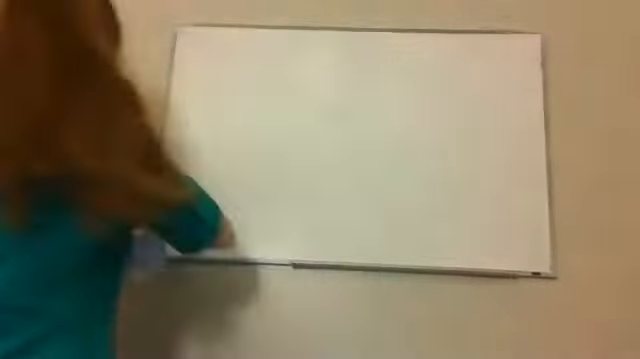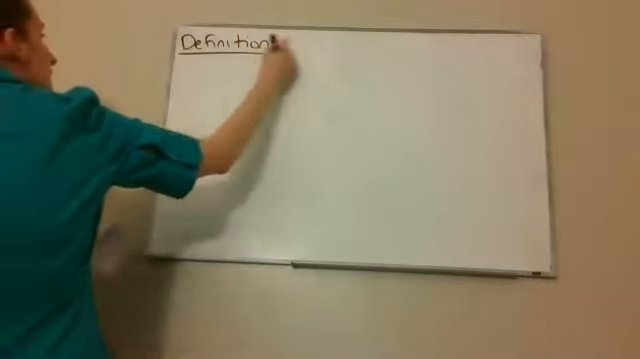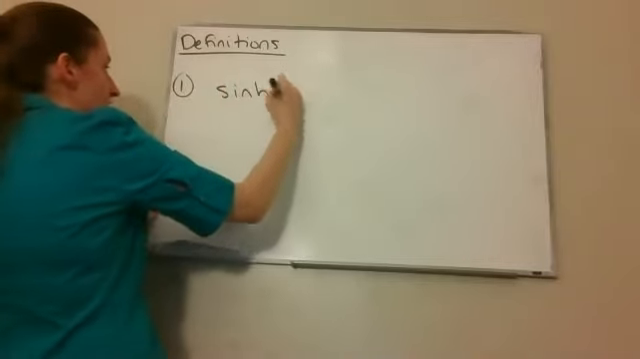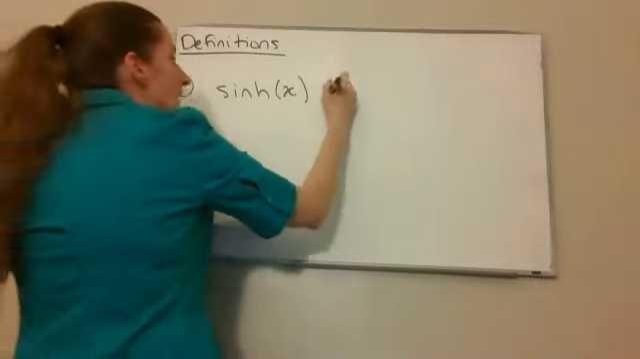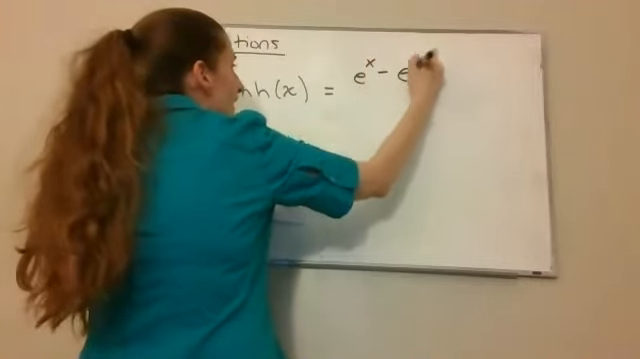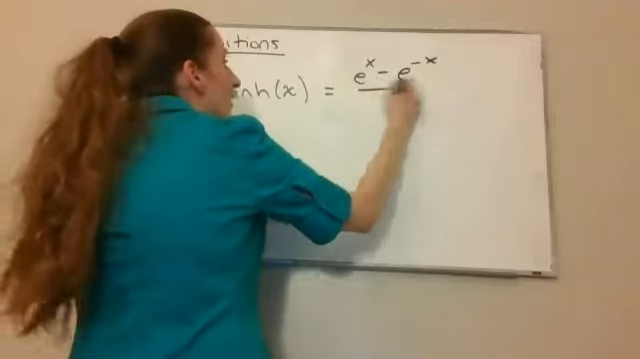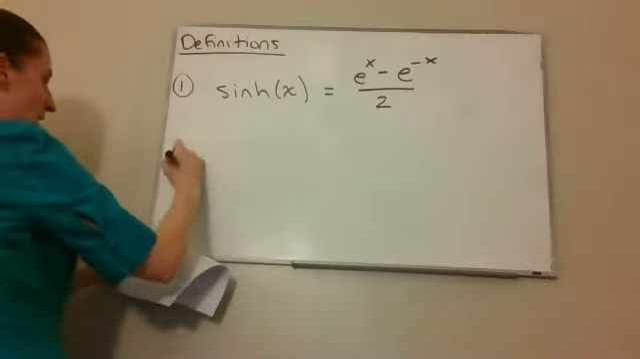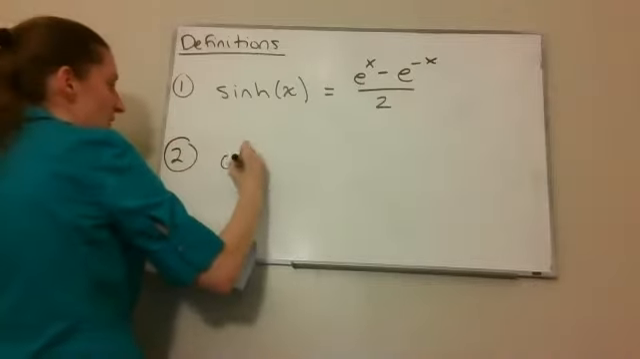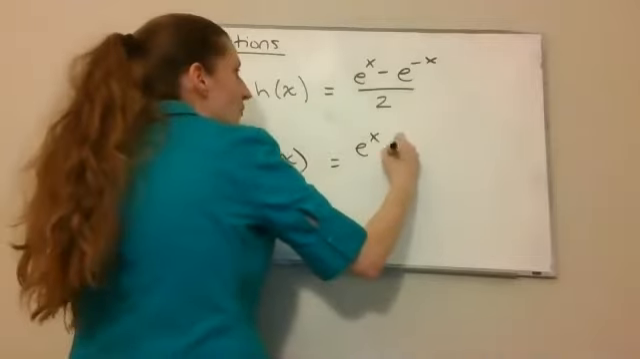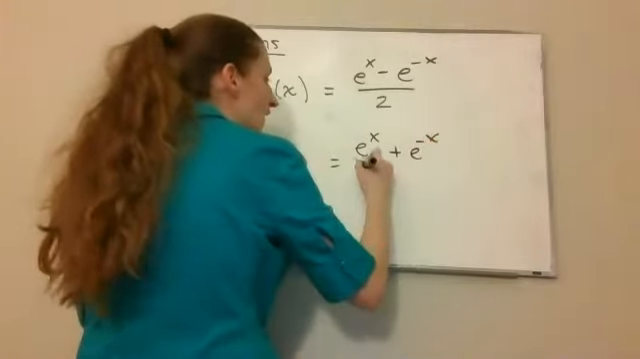So here are our definitions. First, the hyperbolic sine of x is defined as e to the x minus e to the negative x, all over 2. And the hyperbolic cosine is e to the x plus e to the negative x, all over 2.